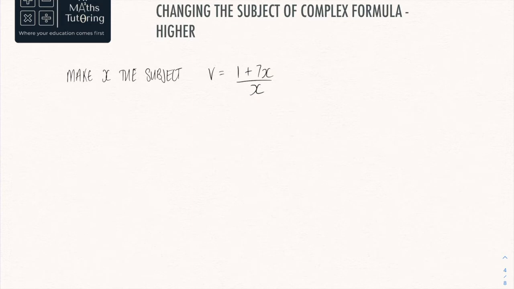So let's get started. The first thing you need to do is go through your rearranging process. This is a divide by x at the bottom, so when we take it over this side of the equal sign it has to become a times by x. We end up with Vx is equal to 1 plus 7x. So you want to try and create a linear equation to make things as simple for yourself as you can.